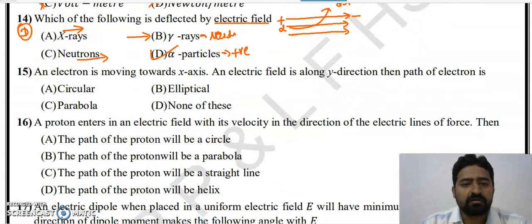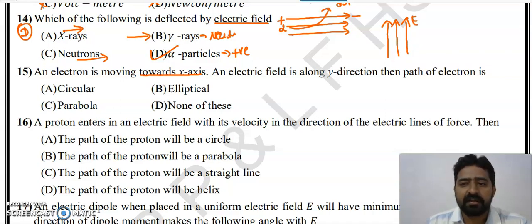So let's move to the 15th question. An electron is moving along the x-axis, and the electric field is along the y direction. So the electron moves along the x-axis, and the electric field is along the y direction. This is the direction of the electric field.